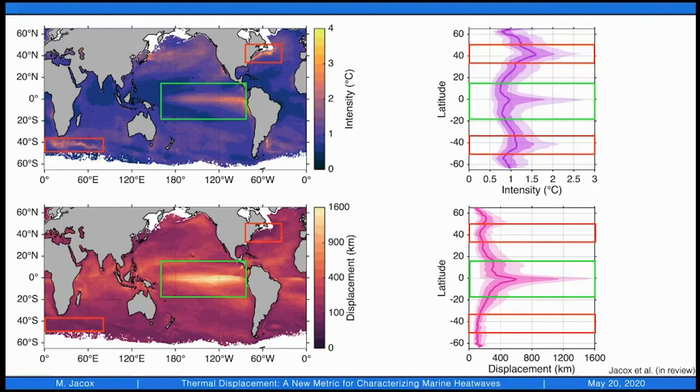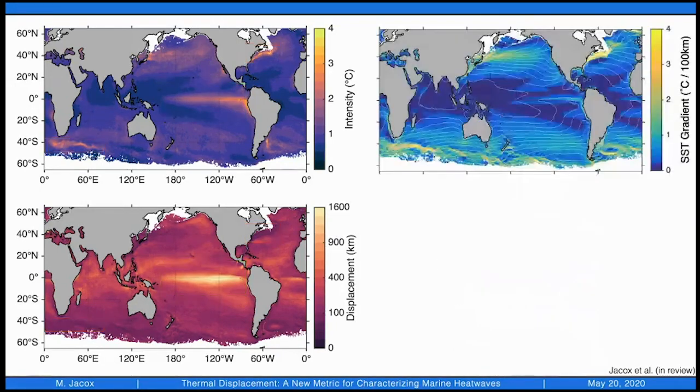So then the question is, what's driving those patterns? And to answer that, we look to just the spatial structure of the mean SST field. So this now in the top right is showing the gradient of the mean SST field. So the white contours are actually the mean SST field with 2 degree spacing between isotherms. And the colors are the gradient. So where the contours are close together, you're getting more into the greens and yellows where you've got strong spatial gradients in the surface temperatures.